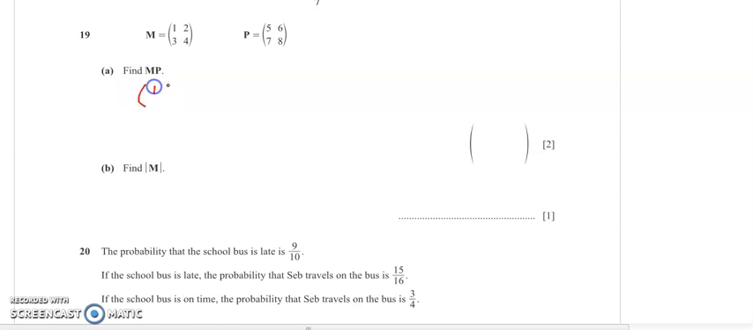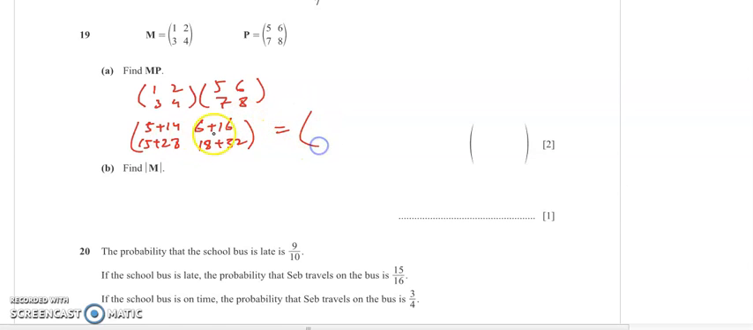We have 1, 2, 3, 4 multiplied with 5, 6, 7 and 8. How do we multiply? First row with first column will be 5 plus 14, then first row with second column will be 6 plus 16. Then second row with first column will be 15 plus 28, and second row with second column will be 18 plus 32. We are going to get 19, 22, 43, and 50.